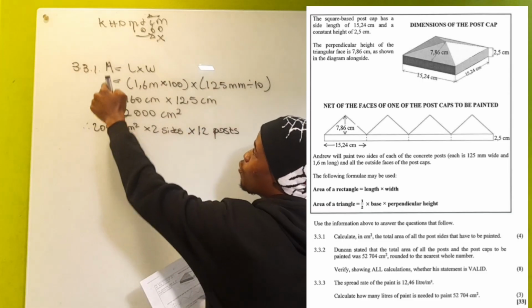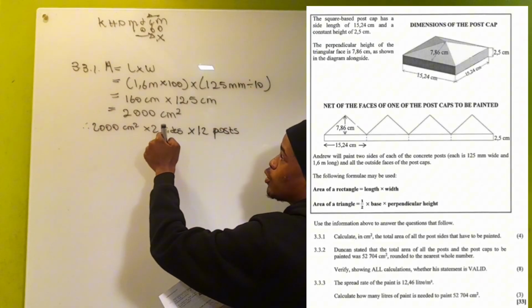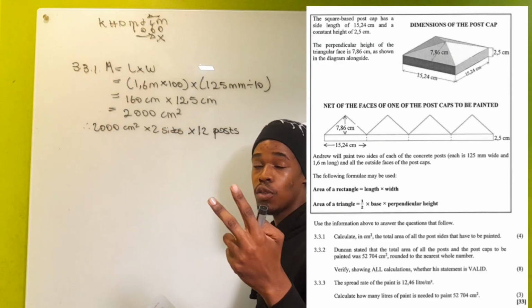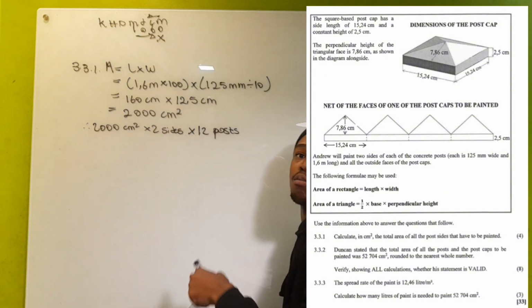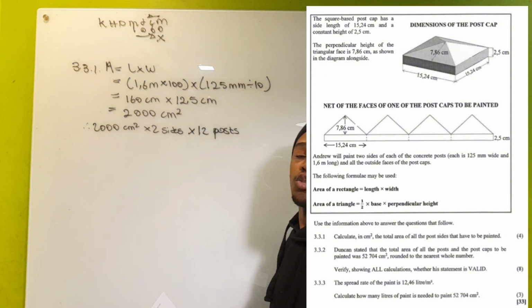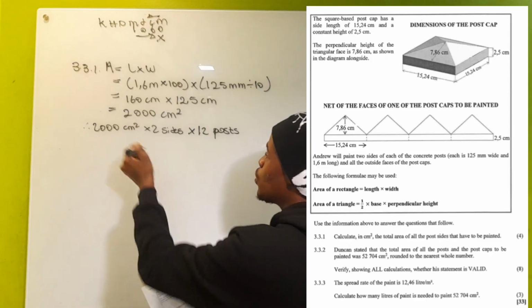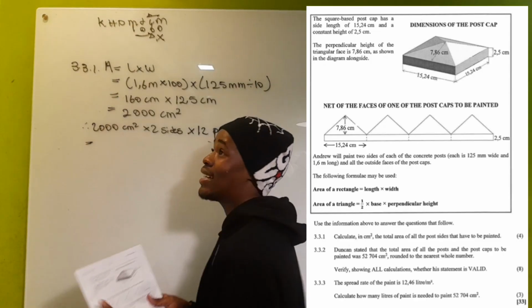So it's the area of one side of a pole multiplied by 2 sides of the pole because only 2 sides of the pole are going to get painted, and also multiplied by the number of posts that are going to be planted to make the wall, which is 12 posts. So we're going to multiply everything together and get our answer.